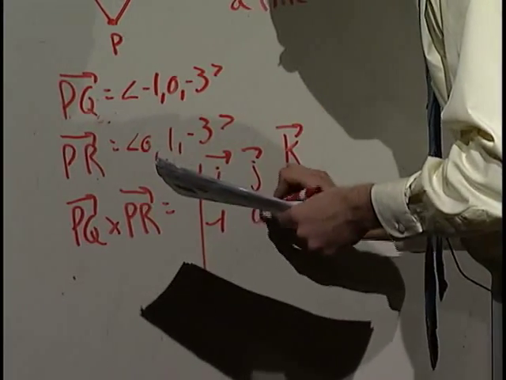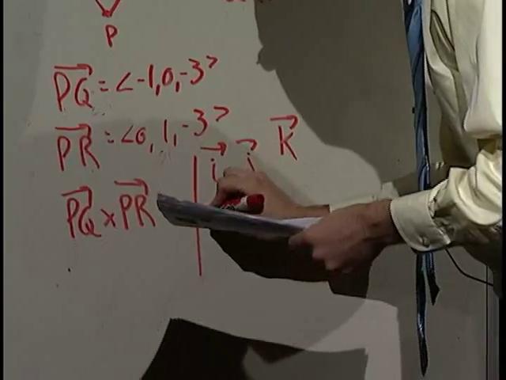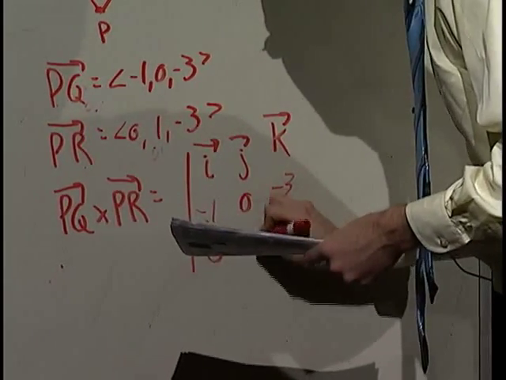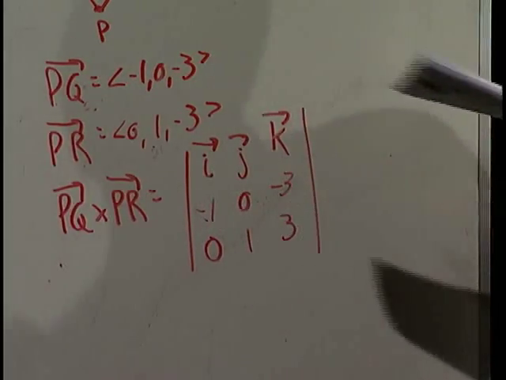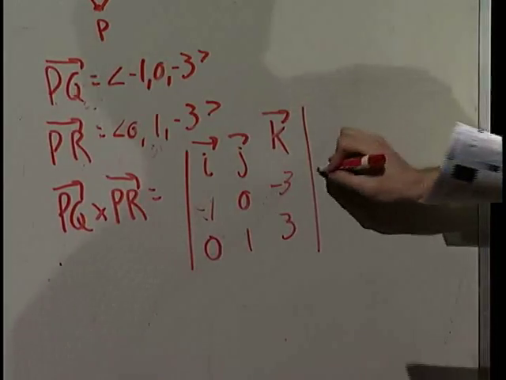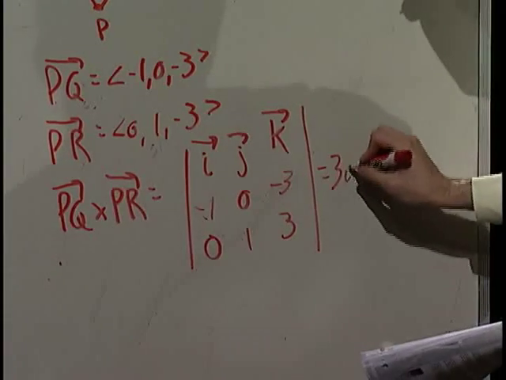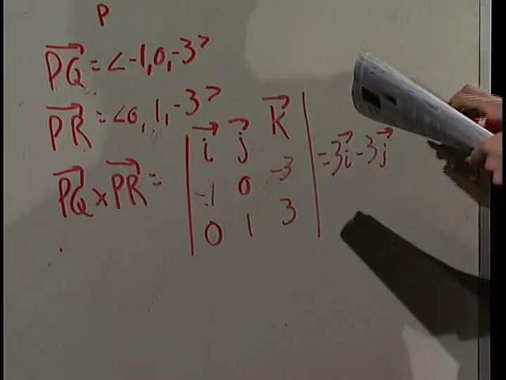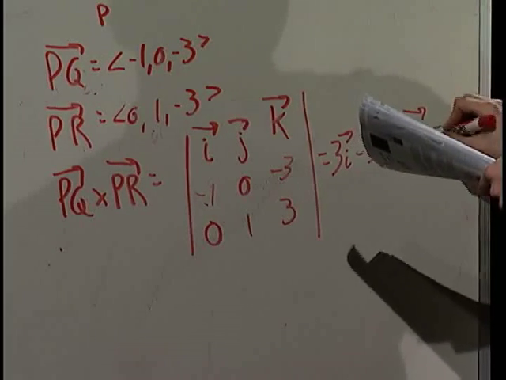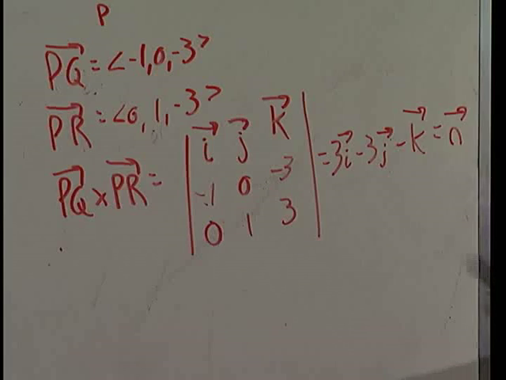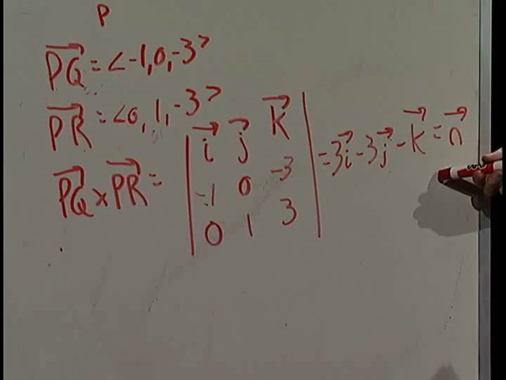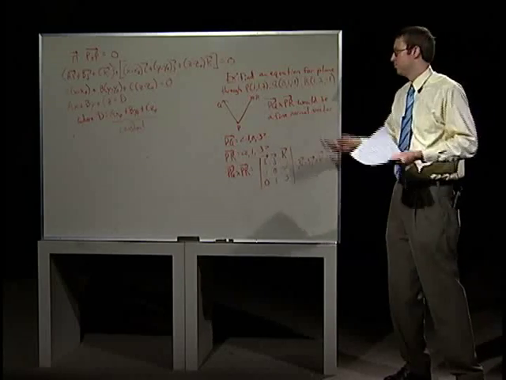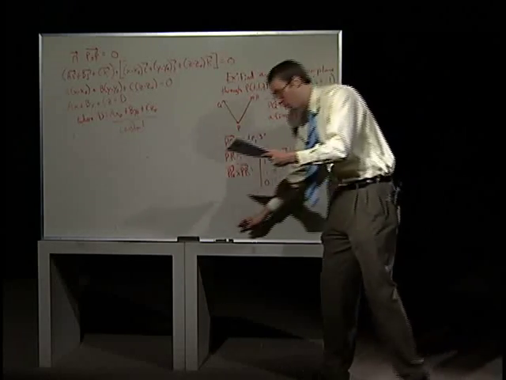Negative 1, 0, negative 3, and that should be a 0, a 1, and a positive 3. There's your determinant. If you work through that, you get 3i minus 3j minus k, and there is your normal vector. Okay. Well, we need a point and a normal vector, so we've got plenty of points to pick from. P, Q, or R all work.